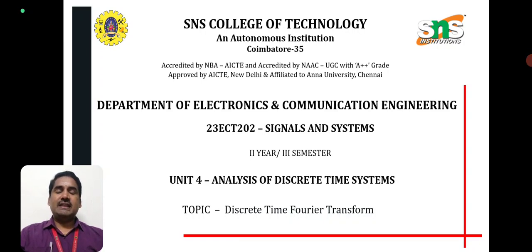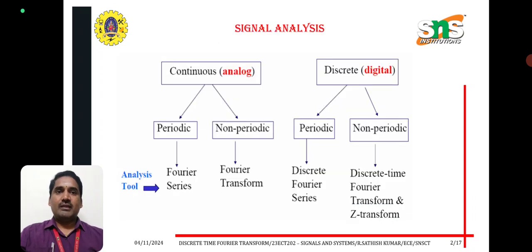Now let us see the video lecture series on discrete time Fourier transform. See, signals are continuous and discrete. Continuous is periodic and non-periodic. A continuous time system can be analyzed with the help of Fourier series and Fourier transform. Digital signals can be divided into periodic and non-periodic, and are analyzed with the help of discrete Fourier series, discrete time Fourier transform and Z transform.